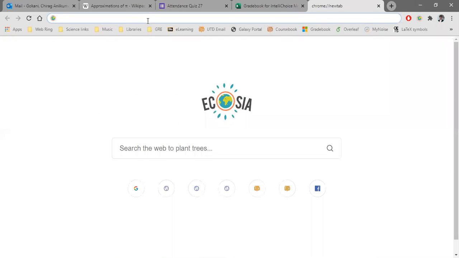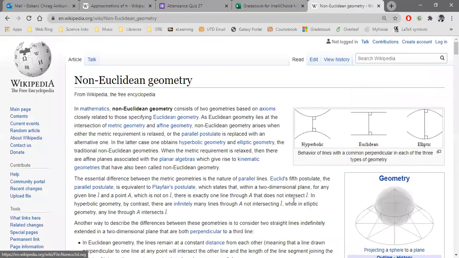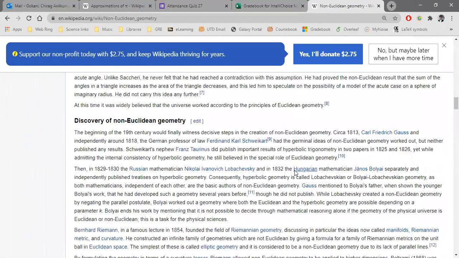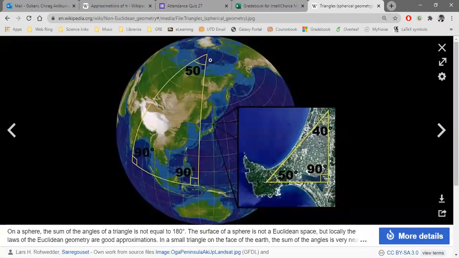Let's see here. There's a great diagram of this. Okay, so here is a triangle where the sum of the degrees is clearly greater than 180. It's 230 here. 180, this is 180 plus 50, that's 230. And yet it's a triangle and it's on the surface of the earth.